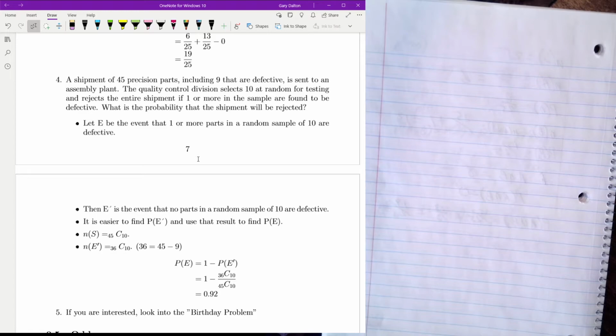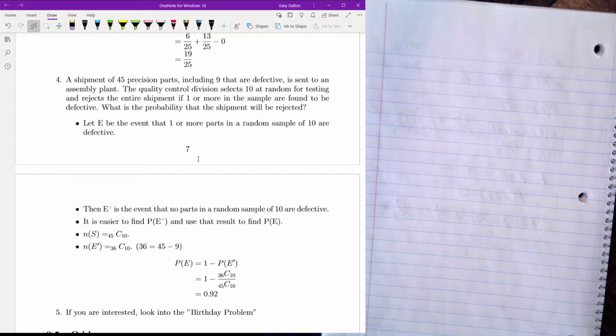So we have a shipment of 45 precision parts, including 9 that are defective. It's sent to an assembly plant. The Quality Control Division selects 10 at random for testing and rejects the entire shipment if 1 or more samples are found to be defective. So what is the probability that the shipment will be rejected?